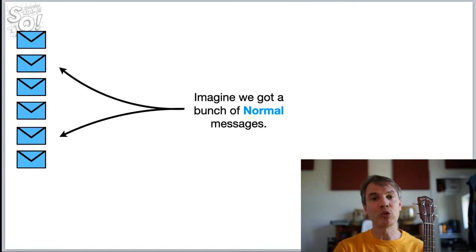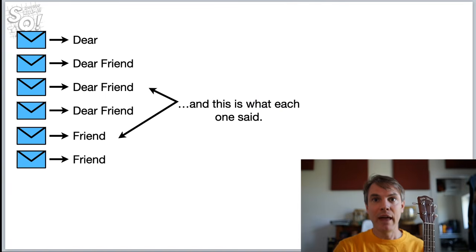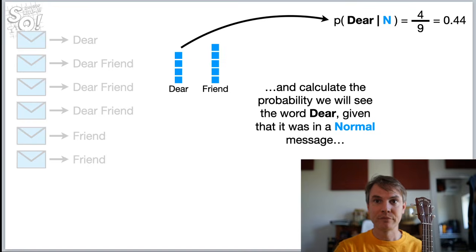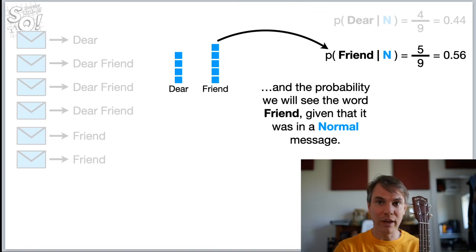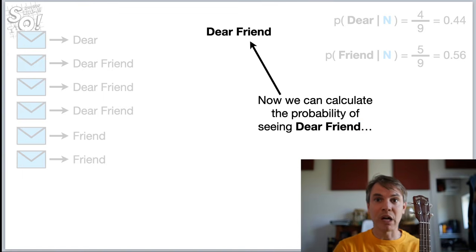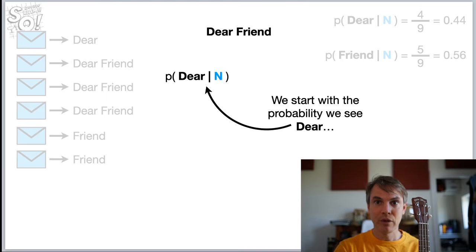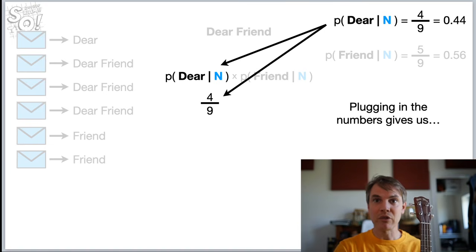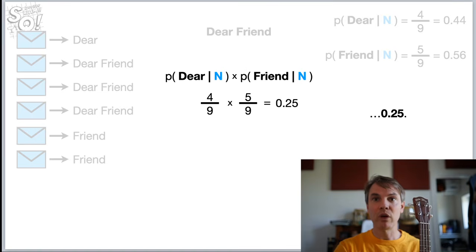Imagine we got a bunch of normal messages. And this is what each one said. Just like before, we can make a histogram of the words and calculate the probability we will see the word dear, given that it was a normal message, and the probability we see the word friend, given that it was in a normal message. Now we can calculate the probability of seeing dear friend. We start with the probability we see dear times the probability we see friend. Plugging in the numbers gives us 0.25.